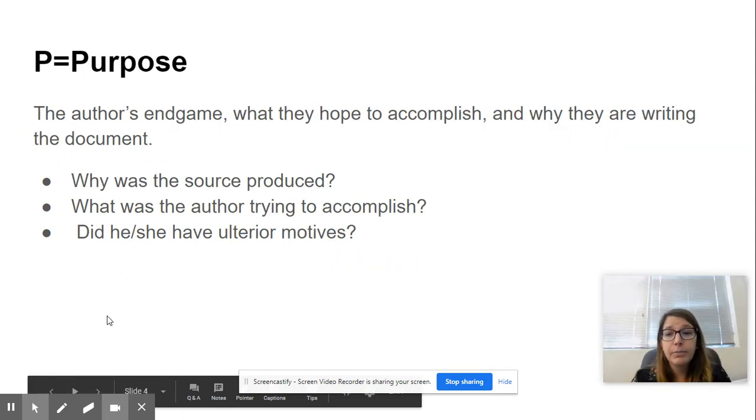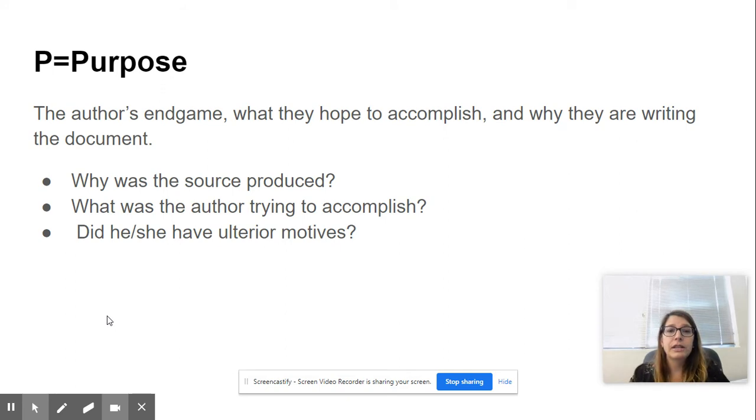Okay. The first P is purpose. What is the author's end game? What do they want to accomplish when they're writing this, right? Why did they write it? That's basically what you're looking at. So again, back to the Declaration of Independence. Why are we writing it? We're saying, okay, not only are we saying we're independent from you, but we're also saying these are the reasons we're independent from you. So our intended audience isn't just King George, but it's also other European nations, to explain to them why we don't think that we've been treated well, right?